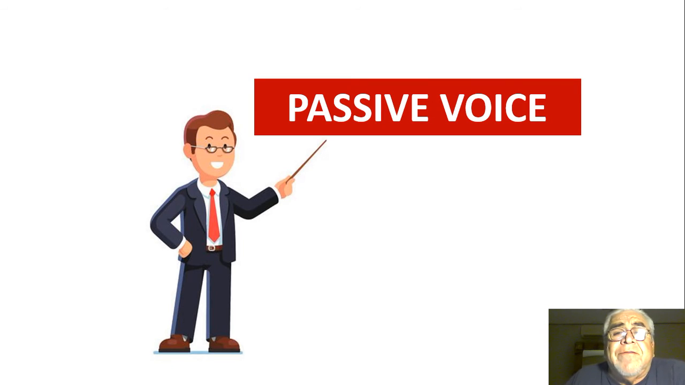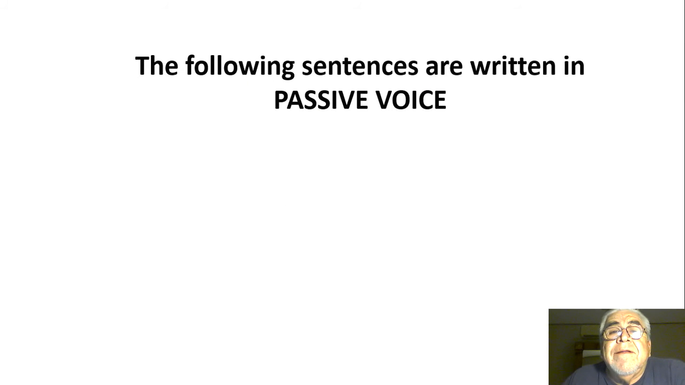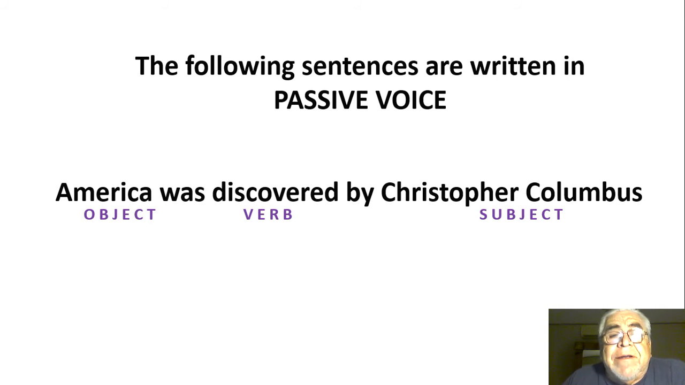Now, let's look at the passive voice. The following sentences are written in passive voice. America was discovered by Christopher Columbus, which is the very same idea as in the active voice. But in this case, America, the object, is first. And then the verb was discovered, and then the subject who did the action, Christopher Columbus.